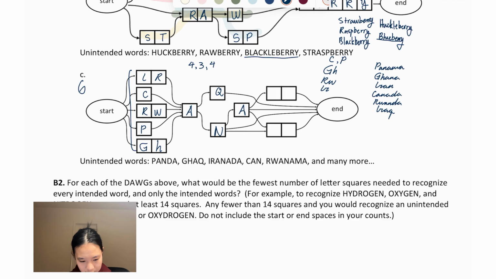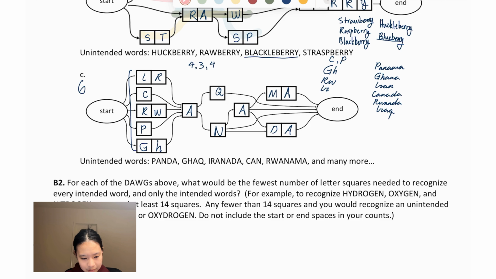And then we have Panda, so that is going to be the PA, and then it's going to go down or stay straight for the ending of DA, which means that the top one is going to be the actual one for Panama. And then we can go through some of these to see if we covered all of the unintended words and the intended words.